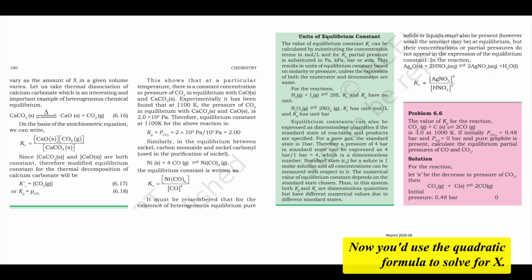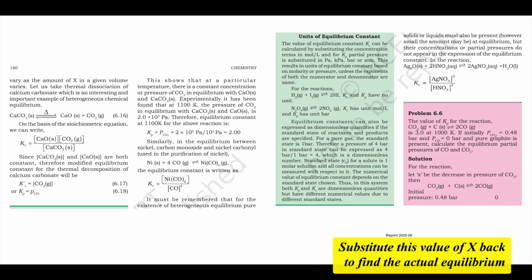Now you'd use the quadratic formula to solve for X. Remember, X equals minus B plus or minus the square root of B squared minus 4AC, all over 2A. Here, A is 4, B is 3, C is −4.44. You'll get two possible values for X. One will likely be negative, which doesn't make physical sense for a pressure change here. You need to choose the positive root. When you calculate it, the positive root comes out to be approximately X = 0.33 bar.